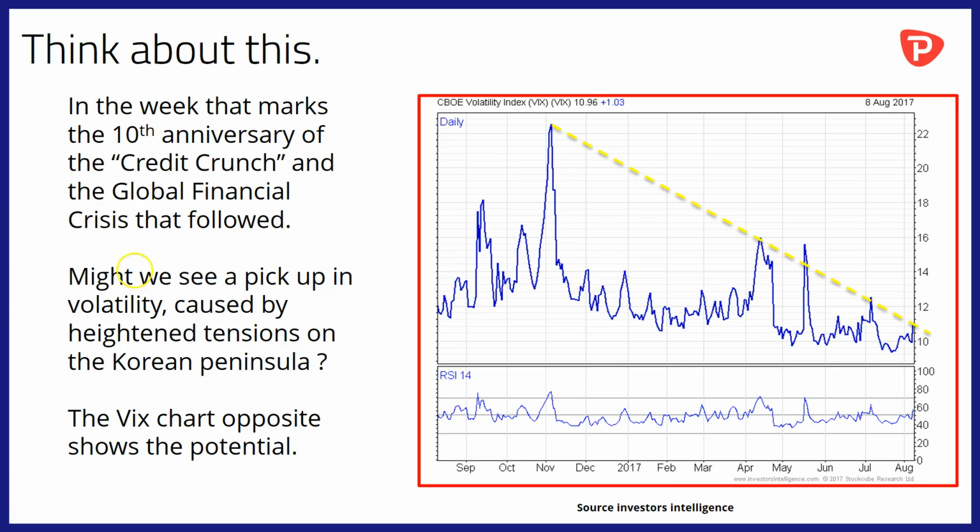Okay, food for thought, something to take away with you into the trading day. In the week that marks the 10th anniversary of the credit crunch and the global financial crisis that followed, might we see a pickup in volatility caused by heightened tensions on the Korean peninsula? The chart of the VIX over here shows us the potential, with a crude downtrend line I've drawn here in dotted yellow, and you can see where the VIX is picking up after a considerable period of depression, although I will note that it's already moving towards overbought levels on an RSI basis. So take that into the trading day with you.